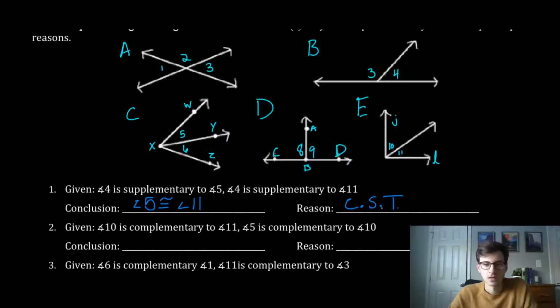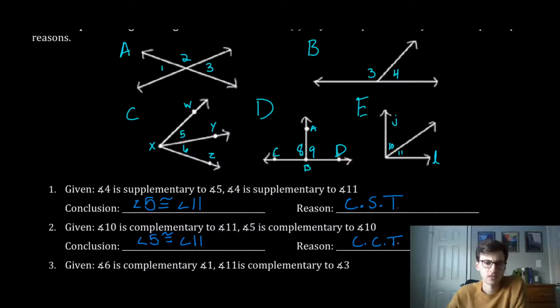Let's look at number 2. Angle 10 is complementary to angle 11, and angle 5 is complementary to angle 10. Well, again, I have 10 complementary to two different angles, 5 and 11. So then 5, wow, the same angles, right? Angle 5 must be congruent to angle 11 by the congruent complements theorem. The congruent complements theorem this time. Again, because angle 10 was complementary to both angle 5 and angle 11, 5 and 11 must be congruent.